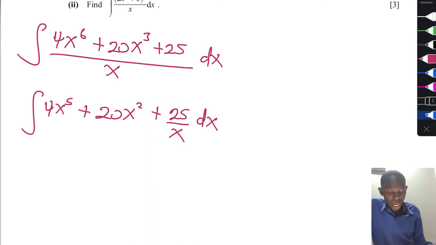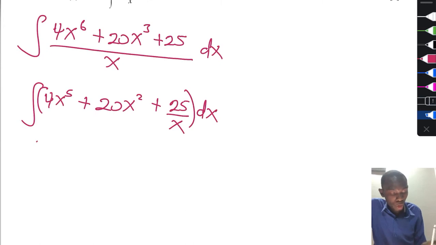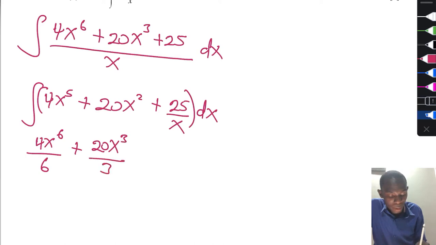So now we are ready to integrate this beautiful function. The first part will be 4x to the sixth power, because I'm adding 1 to it, and I'm going to have it divided by 6. Then I'm going to have 20x to the third power divided by 3. Now here, check this.